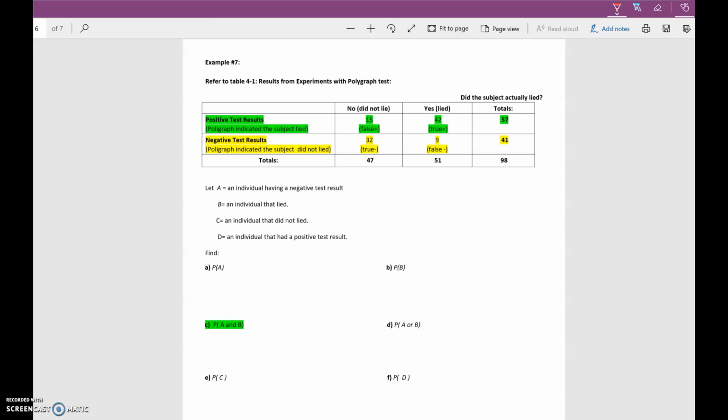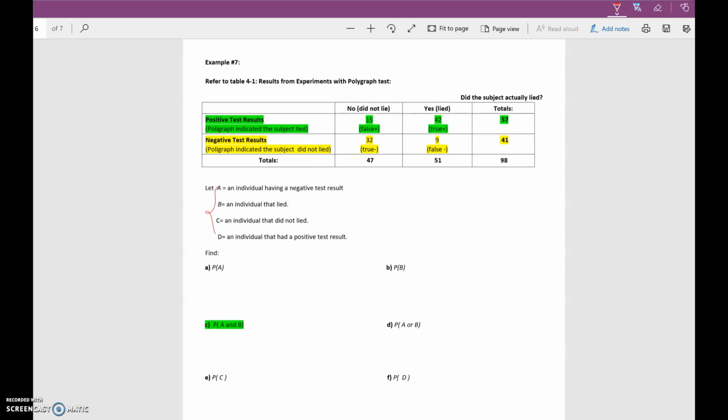Hi class, let's take a look at example 7. And a couple of good news on this one. All the events have already been declared. So technically, you can just now jump to what the actual problem is saying without having to declare it again.